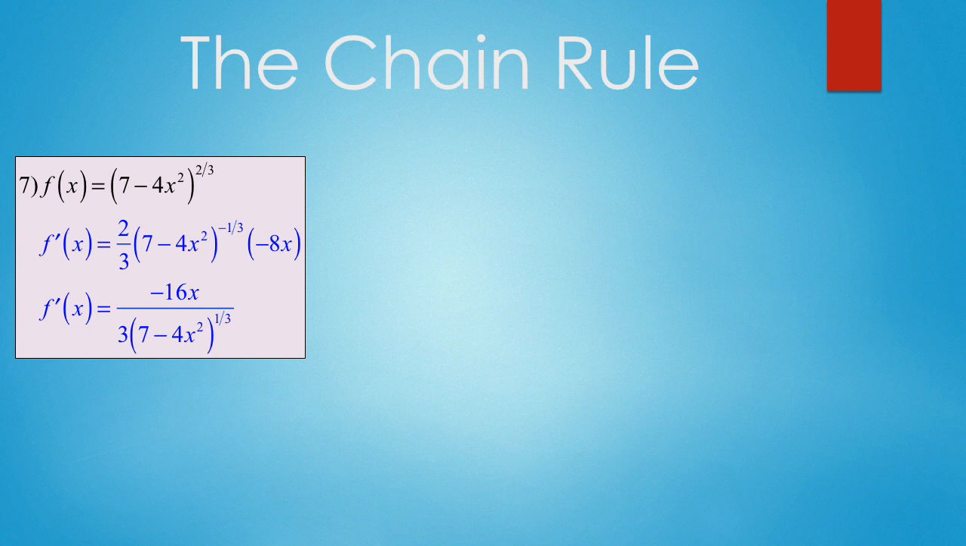Let's look at 3 more problems. Number 7 reads f of x equals quantity (7 minus 4x squared) to the 2/3 power. To take the derivative, we take the 2/3 and write the expression with a subtraction of 1 from the power, getting to the negative 1/3 power. And the chain rule says that we must multiply it by the derivative of 7 minus 4x squared, which is negative 8x. Simplifying, our answer is negative 16x over 3 times the quantity (7 minus 4x squared) to the 1/3 power.